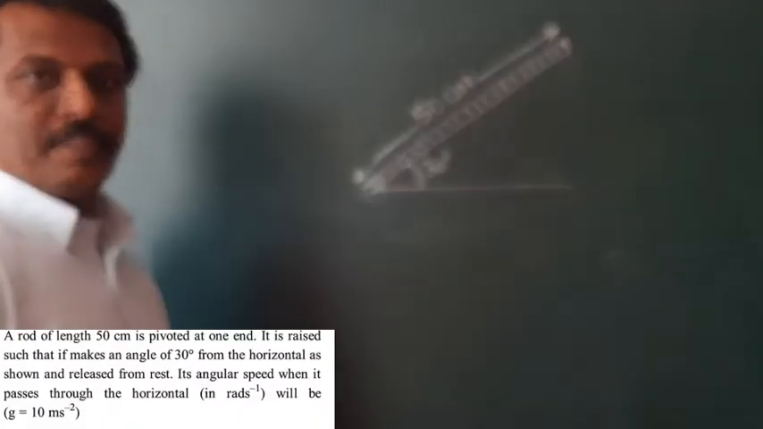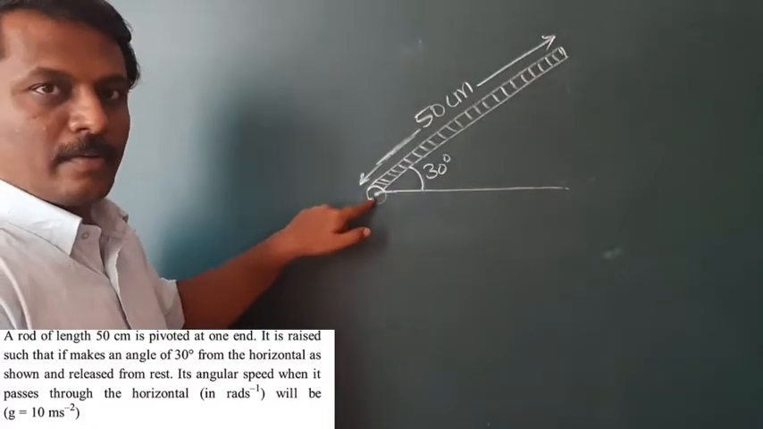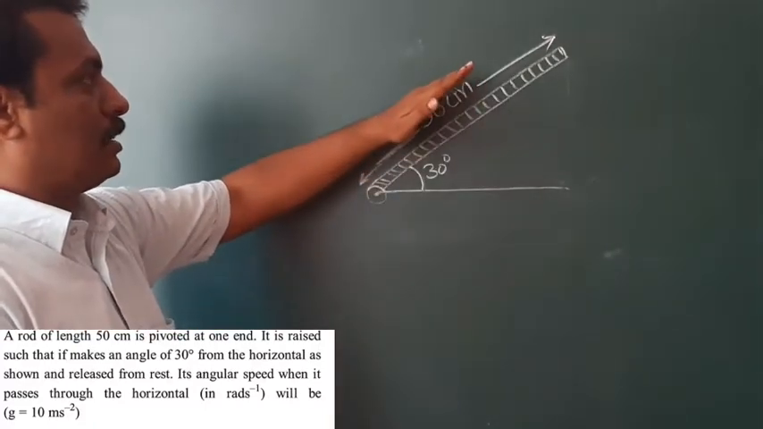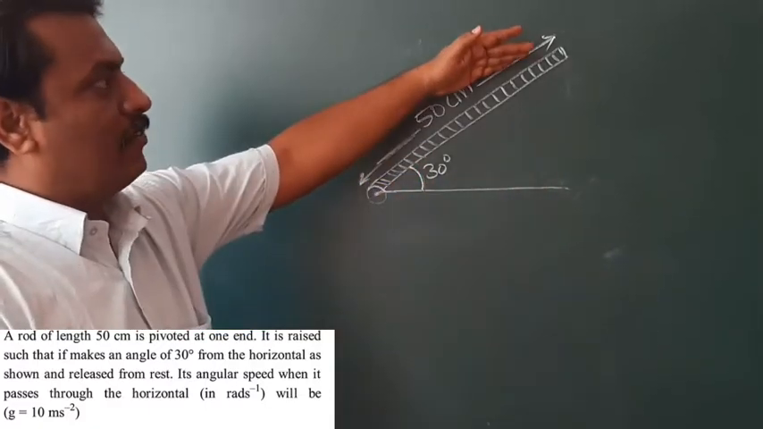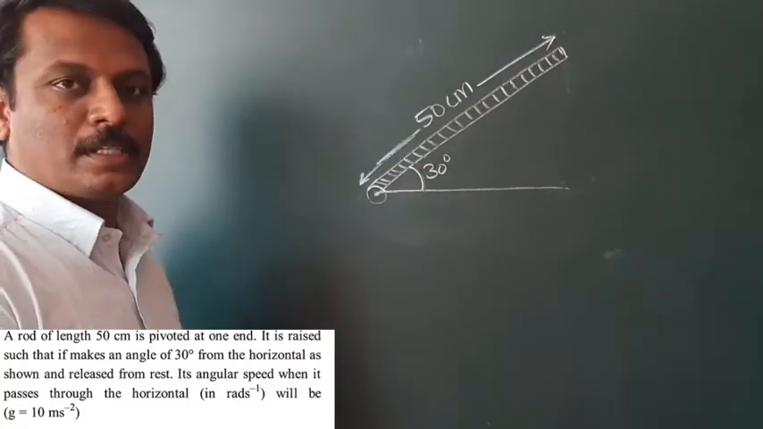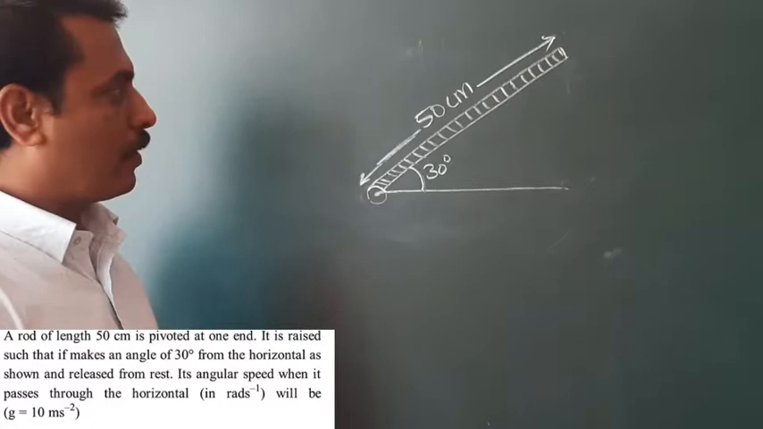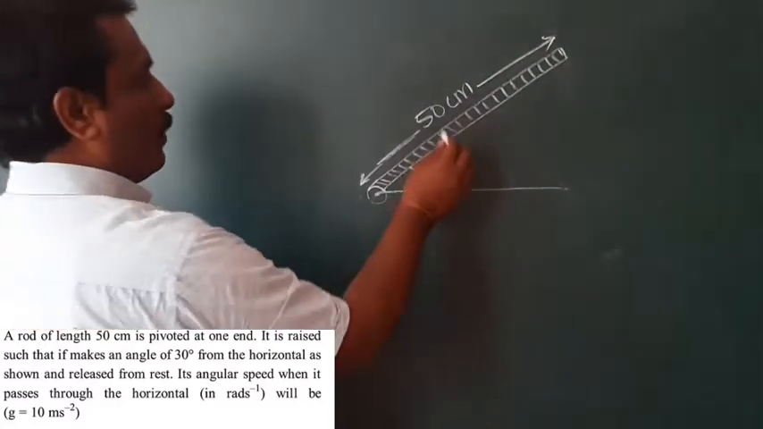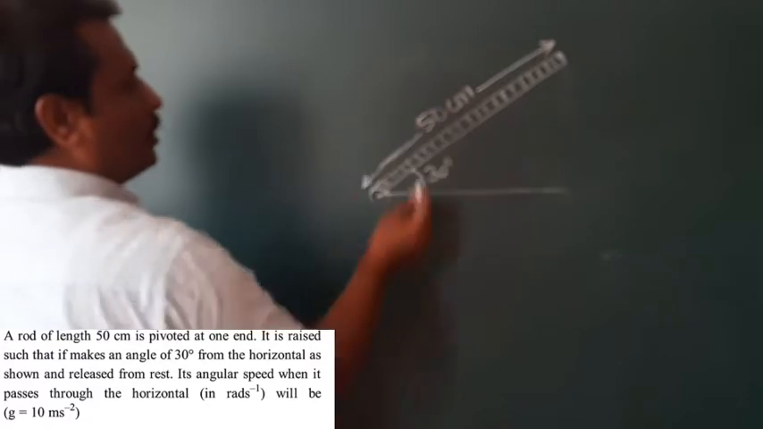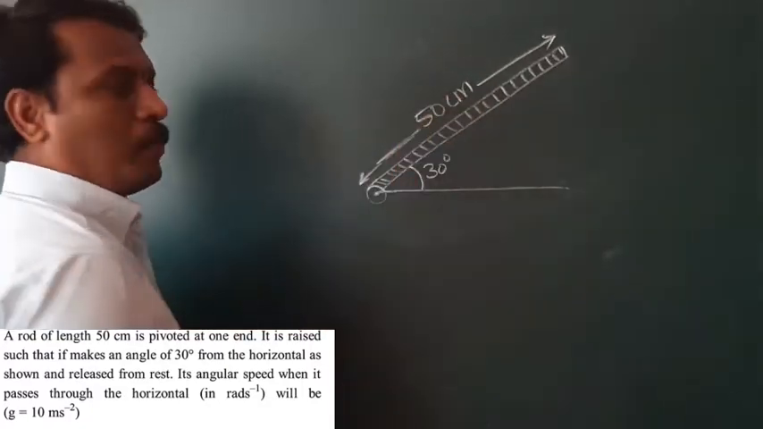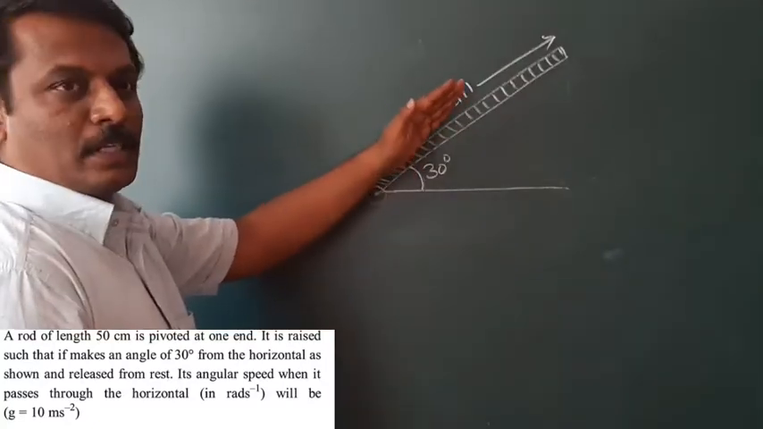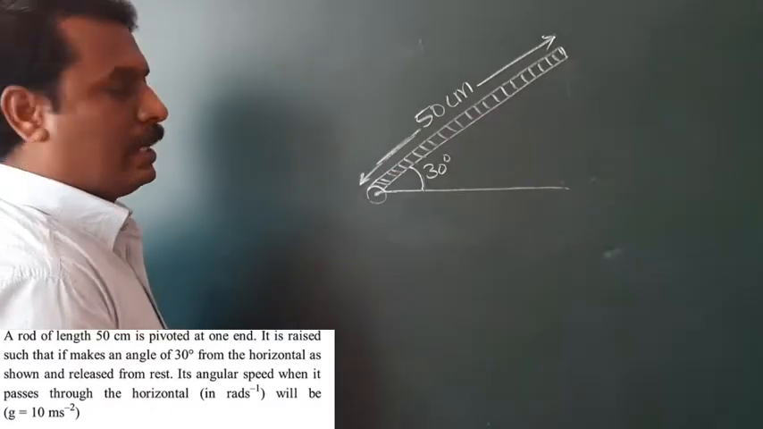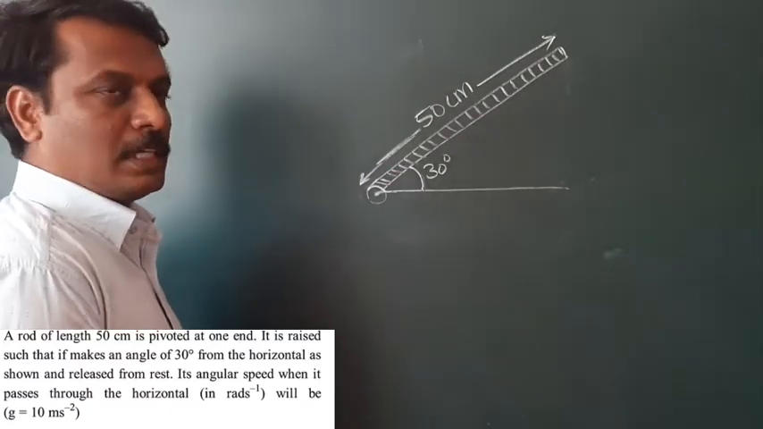The rod is of length 50 centimeter and it is pivoted at one end and it is raised so that it makes an angle of 30 degrees with the horizontal. Now the question is, if it is released from rest, what would be its angular speed? When the rod is raised from the horizontal position, it has potential energy. When we release it from here, it will fall down. Then its potential energy will be converted into kinetic energy, and according to the law of conservation of energy, potential energy is equal to kinetic energy.